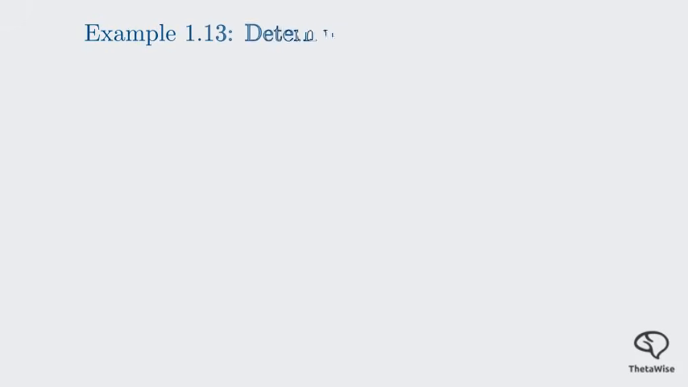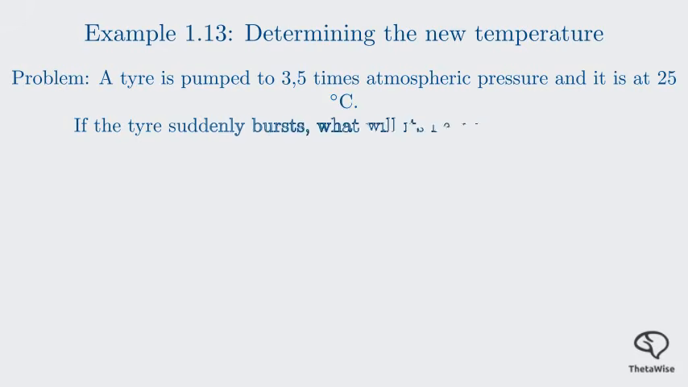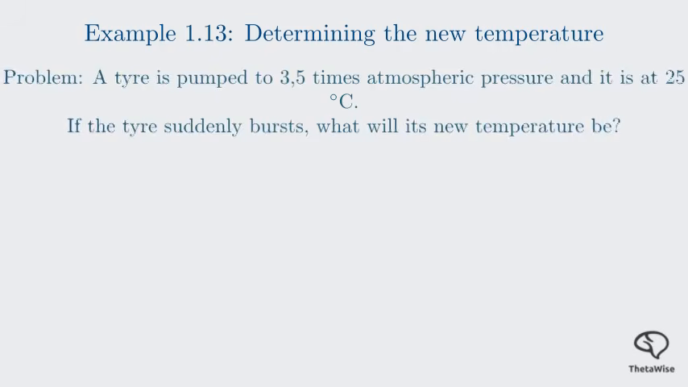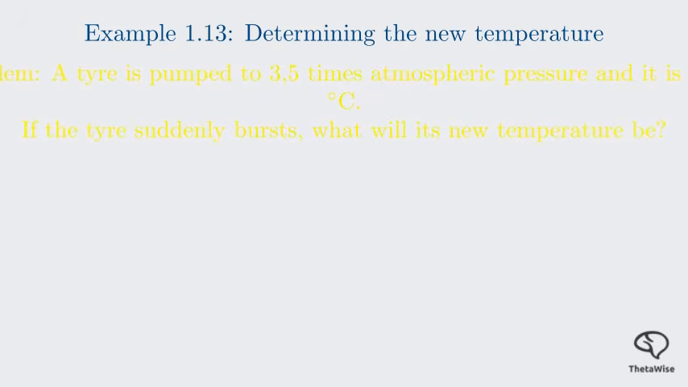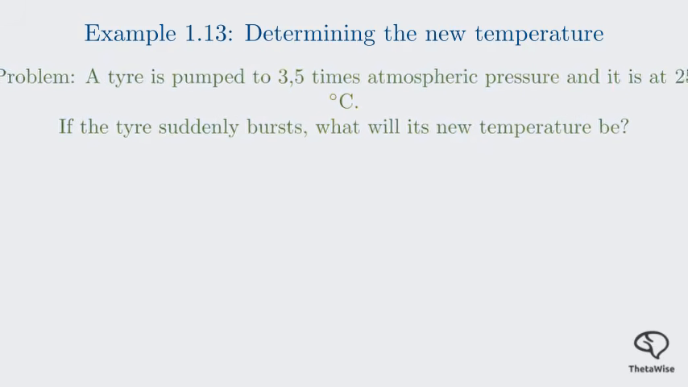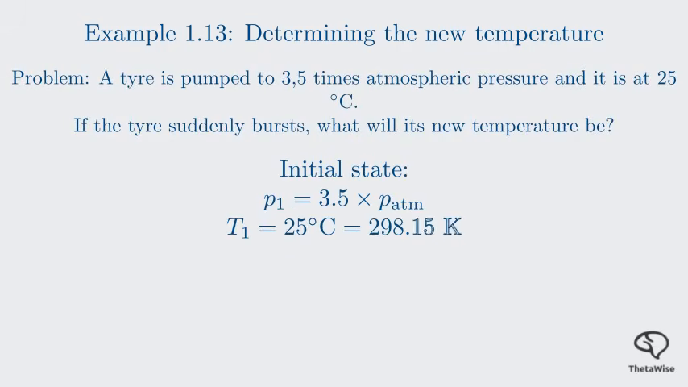Here's a great real-world example of an adiabatic process. Imagine a tire pumped to 3.5 times atmospheric pressure, and the air inside is at 25 degrees Celsius. If the tire suddenly bursts, what will the new temperature of the air be? The key here is that the process is sudden. A rapid change doesn't allow time for significant heat transfer with the surroundings. Therefore, we can model this as an adiabatic process. Let P1 be the internal tire pressure, which is 3.5 times the atmospheric pressure, P_atm. The final pressure, P2, is the atmospheric pressure itself, P_atm.